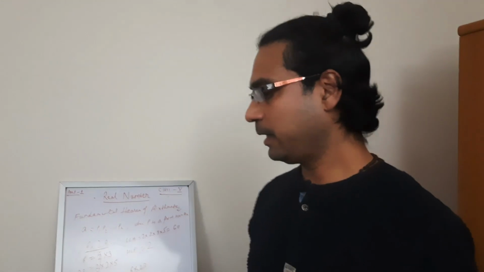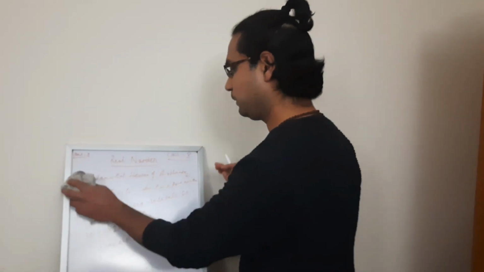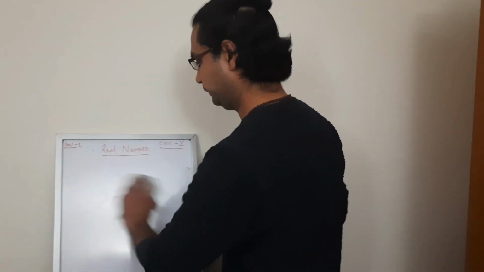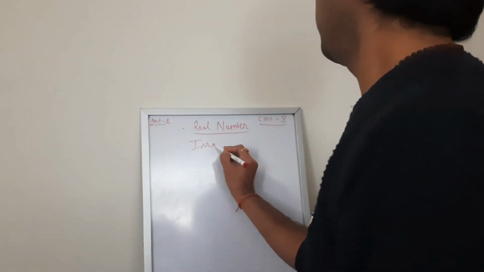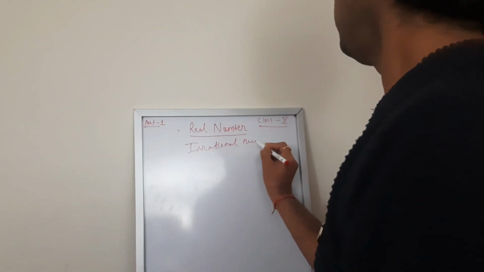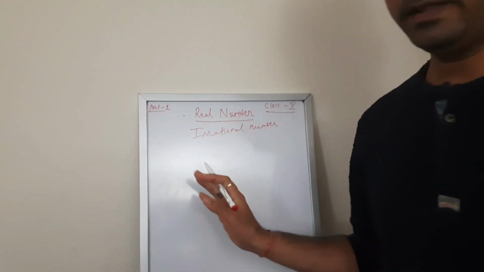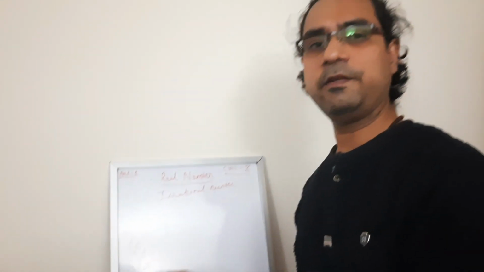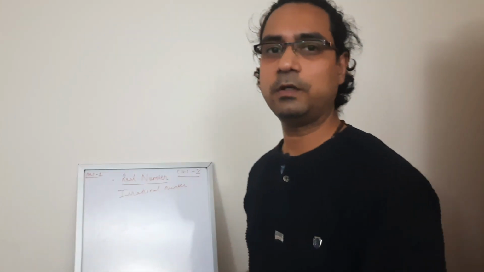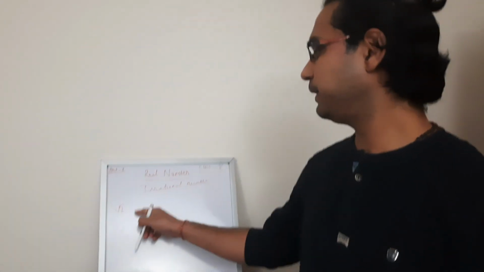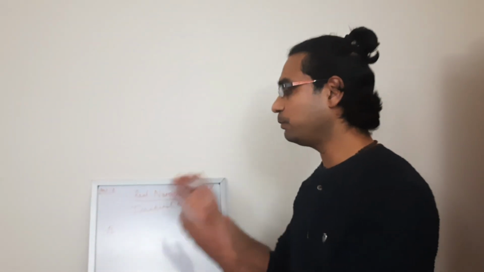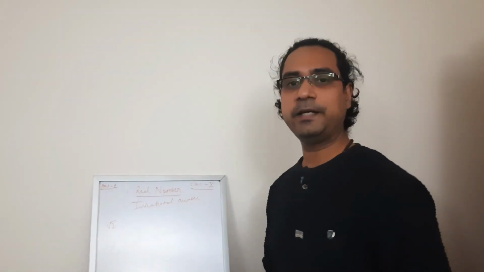Now we will move ahead and discuss irrational numbers. So let me erase this one. Okay, so irrational number. As discussed, an irrational number is something which cannot be defined in terms of p by q, where q is not equal to 0. So root 2, root 5, all these are irrational numbers. So we will prove how root 2 is an irrational number. I just told that root 2 is irrational, but we need to prove that it cannot be defined in terms of p by q.